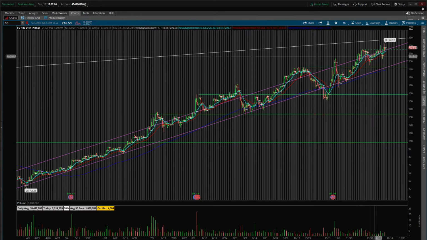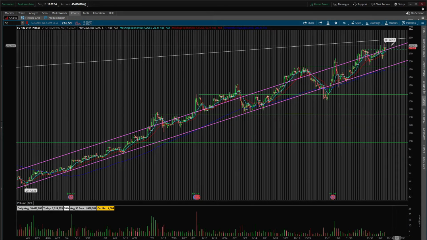So what am I looking at in the short term for Square? I expect to see us test this long-term growth trend line very soon, probably this week. And when that happens, I expect it to get rejected the first time and possibly fall all the way back down to test this 193 support before continuing on into the growth channel to new all-time highs.